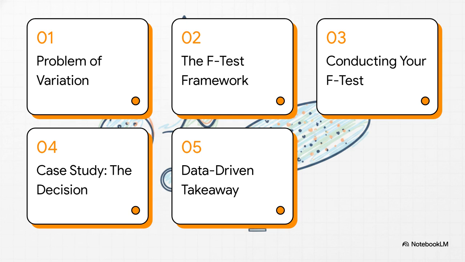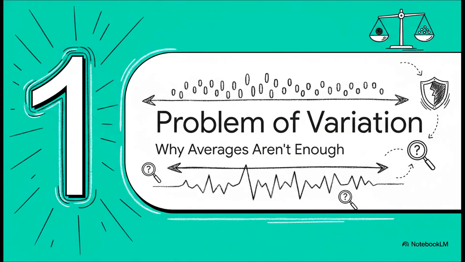So, to tackle this kind of problem, we need a solid game plan. Here's our roadmap for today. First, we'll really dig into this whole problem of variation and why it's so important. Then, we'll build out our toolkit with the F-test framework itself. After that, I'll walk you through the step-by-step process for actually doing the test. Then, the fun part, we'll apply it to some real-world case studies. And finally, we'll wrap up with the key takeaway that you can start using right away. Okay, let's kick things off with part 1, really framing this problem of variation.